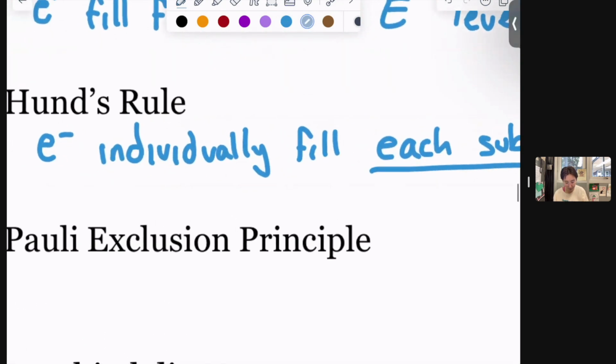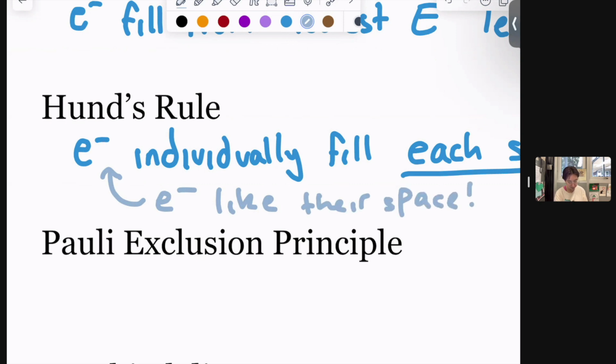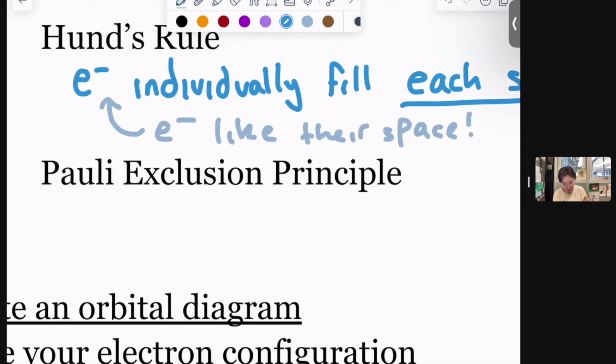But electrons, remember, each electron has a negative charge. Opposites attract, same charges repel. So electrons like their space. They want to spread out if they can. So if there's multiple suborbitals available, they're going to spread out first, and then if they have to hang out together, they will. But if they can spread out, they're happier with that. They want to be away from those other negative charges.